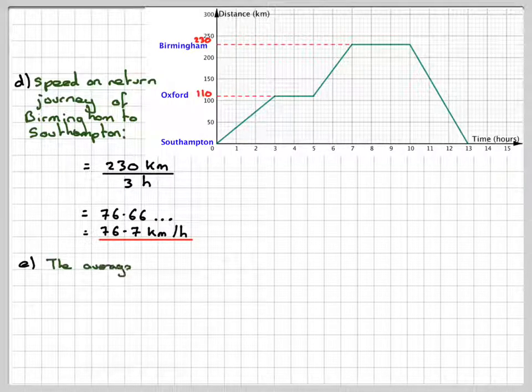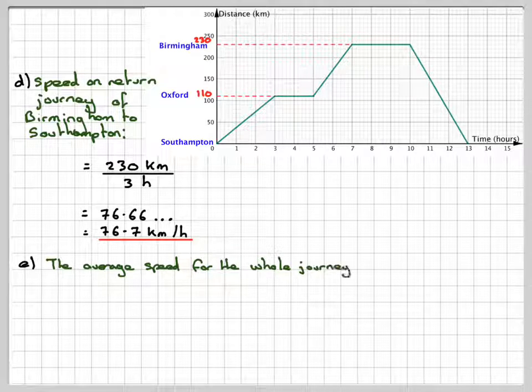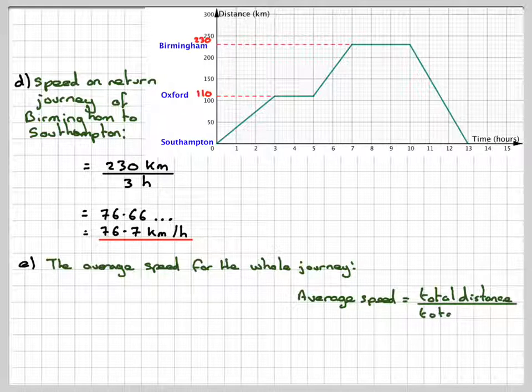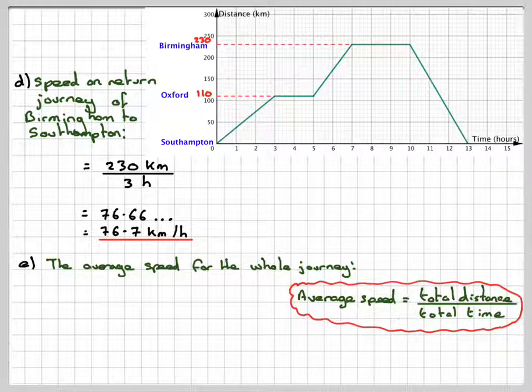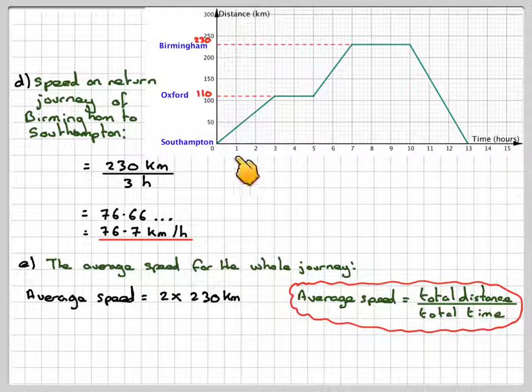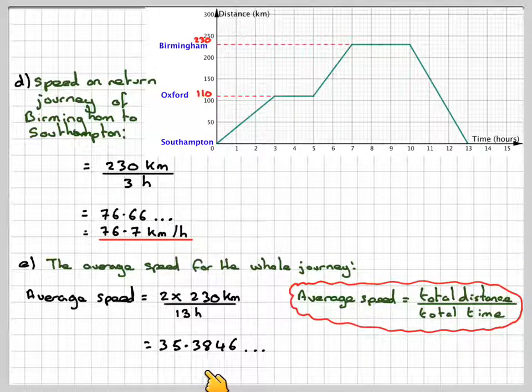And then we're asked for the average speed for the whole journey. So the average speed is the total distance travelled divided by the total time taken. And that includes all the stops as well. So the total distance travelled was 230, and then he went back again. So it's going to be 2 times 230, and then he takes 13 hours for the whole journey. It doesn't matter whether he stopped or not. So the average speed for the whole journey will be 35.3846, which gives me 35.4 kilometres per hour.